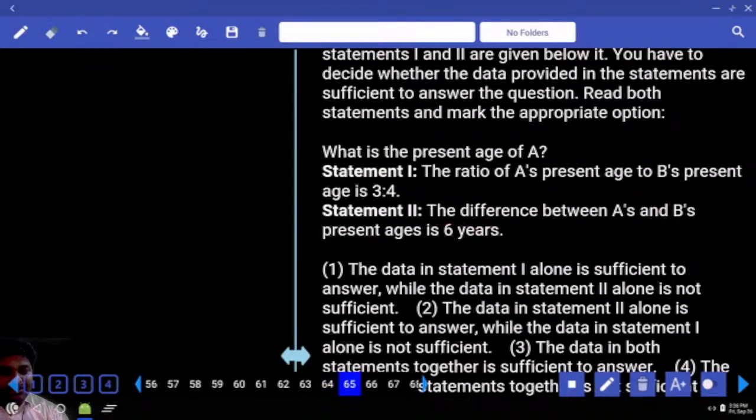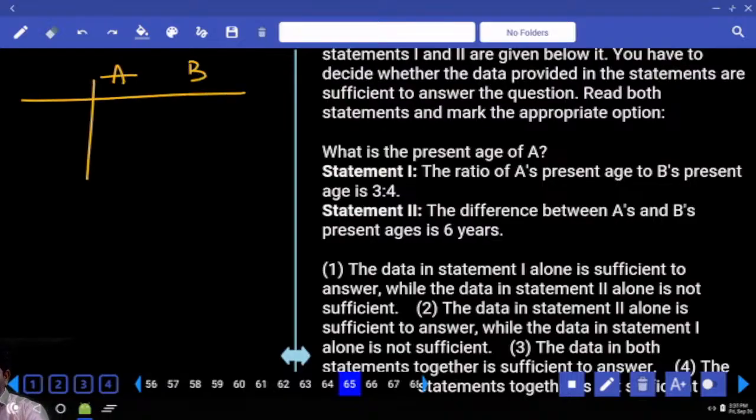Percentage of A. The ratio of percentage of A to percentage of B is 3:4. Two people are there, A and B. The percentage is equal to 3:4. Using only the ratio, can we answer the question? Is the first statement alone sufficient? No. Second statement: the difference between A and B's percentage is 6 years. Is only the second statement sufficient to answer the question?